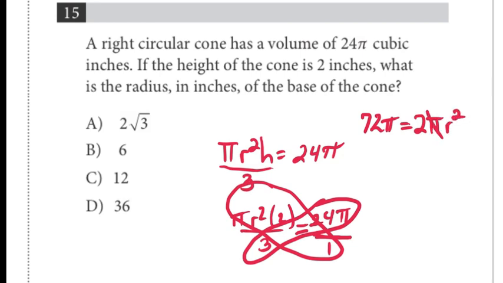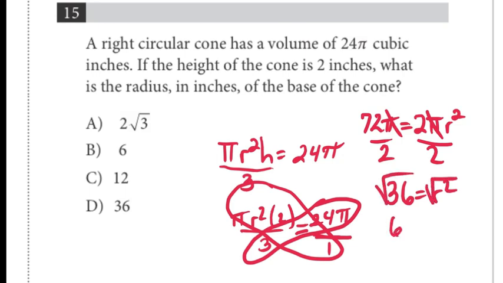Divide by pi, divide by pi, divide by 2, divide by 2. 36 equals r squared. Take the square root of both sides. 6 equals r. Radius is 6. Answer choice B.